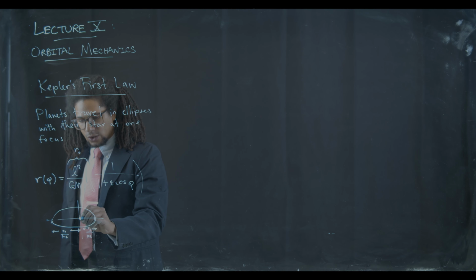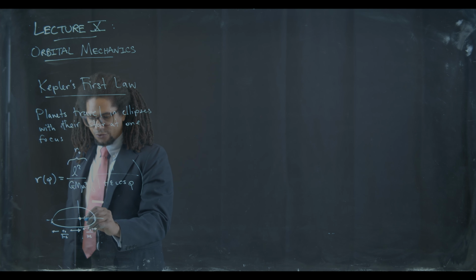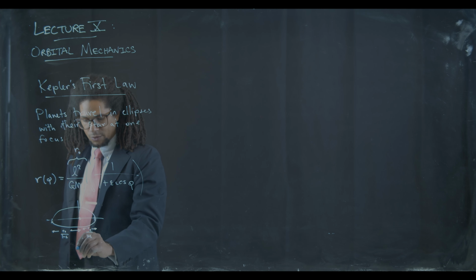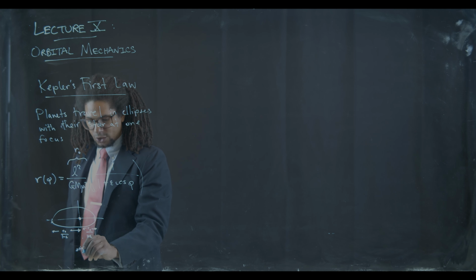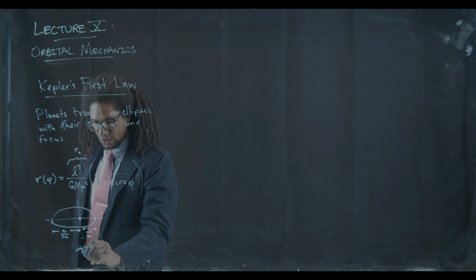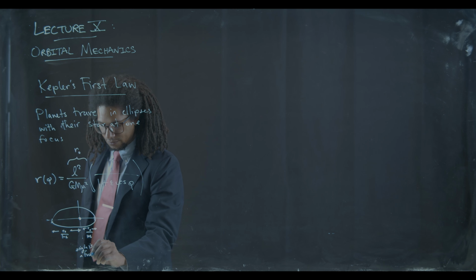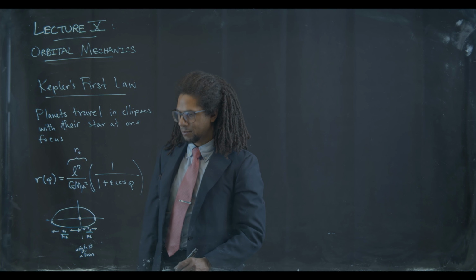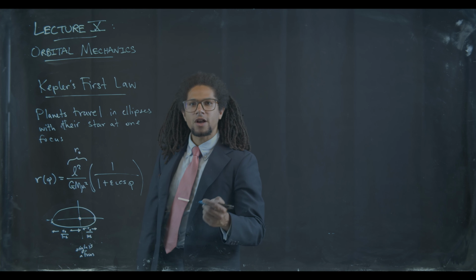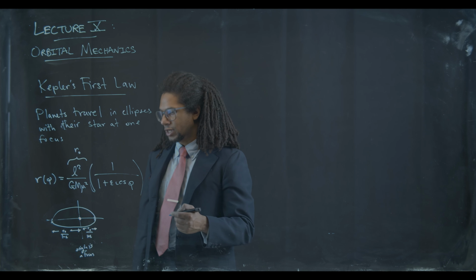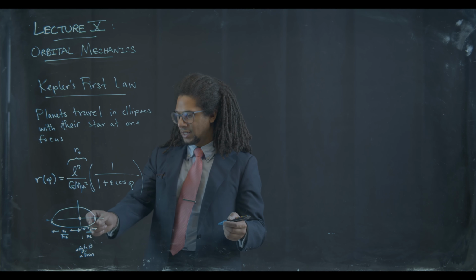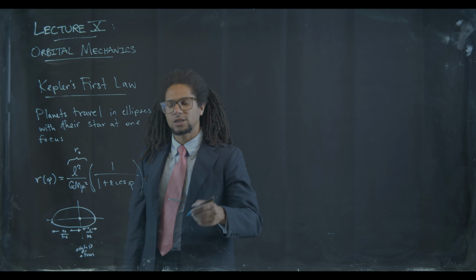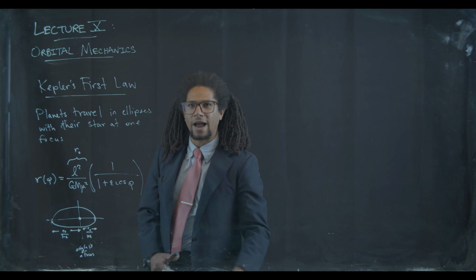So as it turns out, the origin is one focus. So we just write this down here: origin is a focus of the ellipse. It's very common, when we work with ellipses, to work not with these two distances, but instead with the so-called semi-major and semi-minor axes.